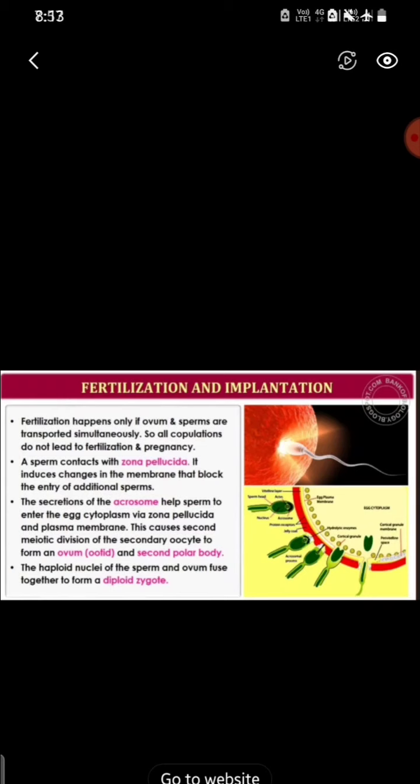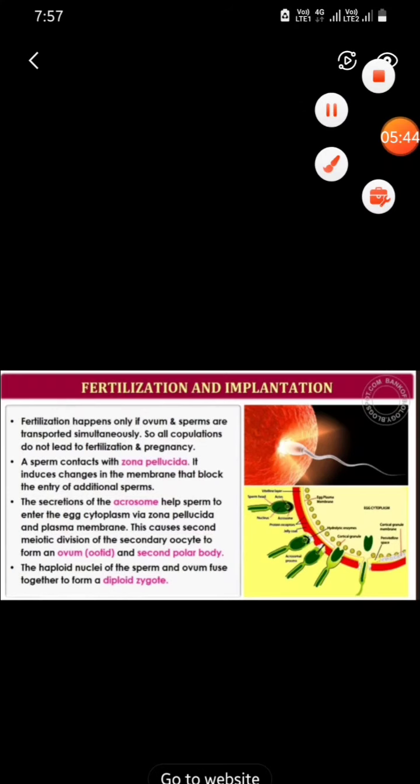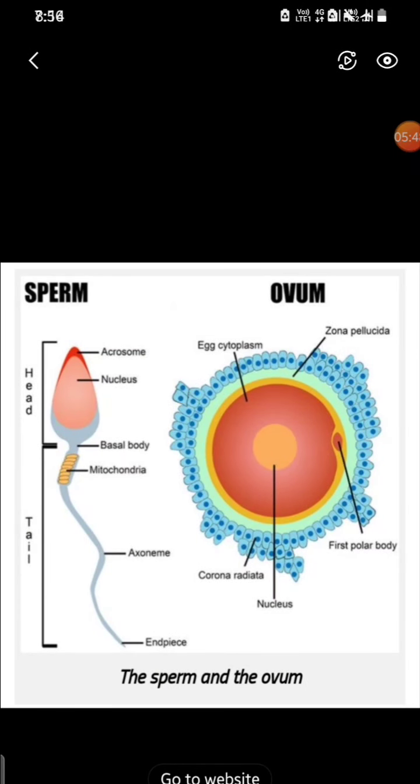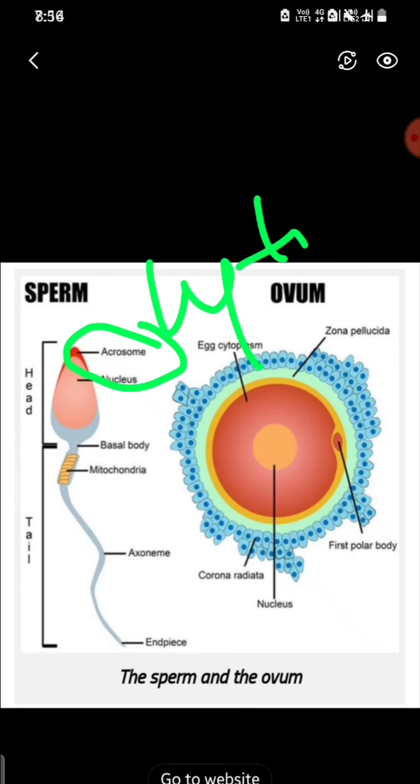So the secretion of the acrosome helps the sperm to enter the egg cytoplasm via the zona pellucida and plasma membrane. This causes the second meiotic division of the secondary oocyte to form the ovum or ootid, and the second polar body. While studying, I have already taught you that in the acrosomal region there will be the Golgi complex, which releases lytic enzymes, right?